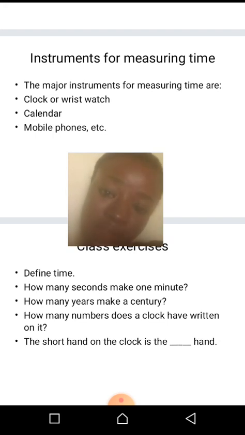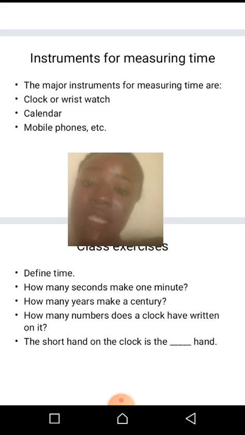Now, we use PM, a capital letter P and M, for time running from noon to midnight. So in the evening, when you want to tell the time, you can say, oh, it's 6 p.m. It's 7 p.m. Now, these are the instruments for measuring time.